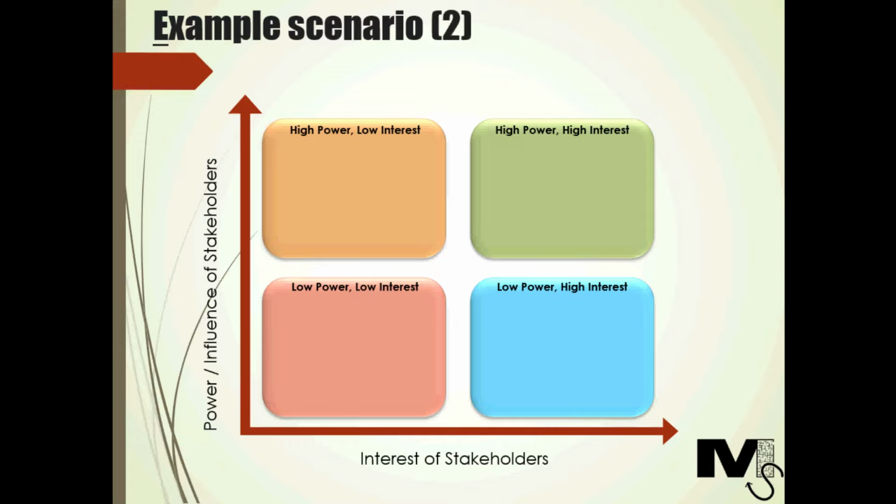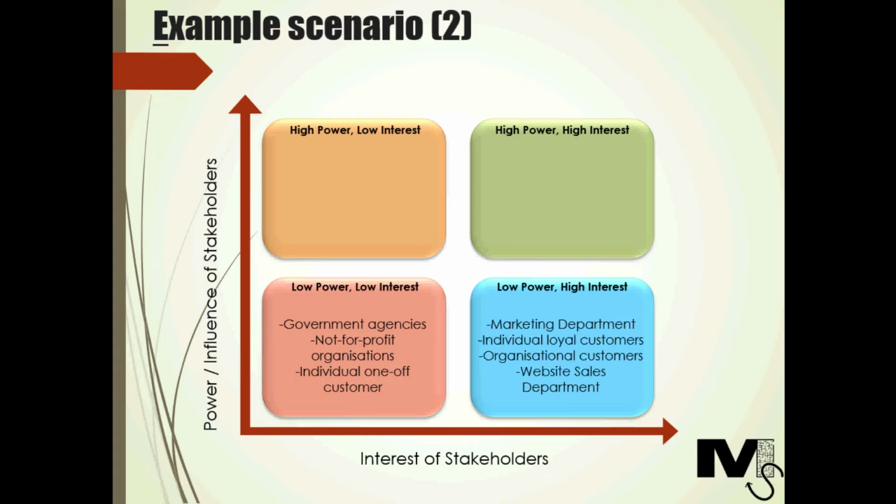In the first quadrant, we have low power and low interest stakeholders. Now, these include government agencies, not-for-profit organizations, and individual one-off customers. So it's clear that these stakeholders cannot influence the project at this point, but we need to communicate with them and monitor them to see if their status changes. And in the next quadrant, we have low power and high interest stakeholders who we need to keep informed.